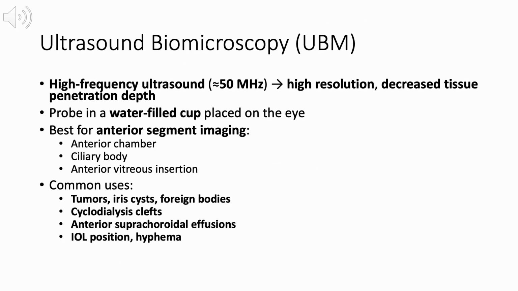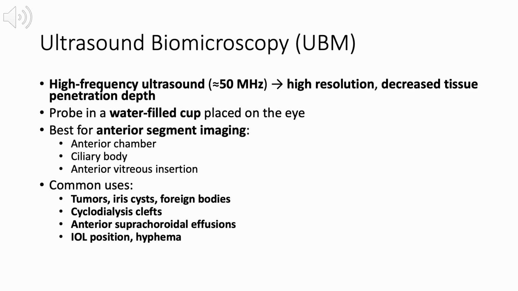Moving from posterior segment ultrasound to higher resolution anterior imaging, ultrasound biomicroscopy uses very high frequency ultrasound, approximately 50 MHz. This higher frequency provides excellent spatial resolution, but at the expense of decreased tissue penetration depth. The probe is placed in a water-filled cup that contacts the eye, allowing detailed visualization of anterior segment structures.